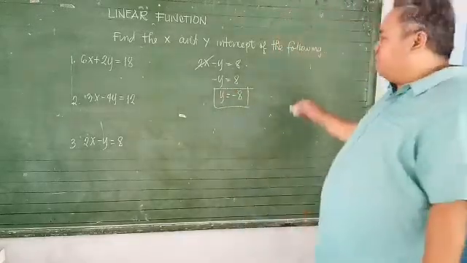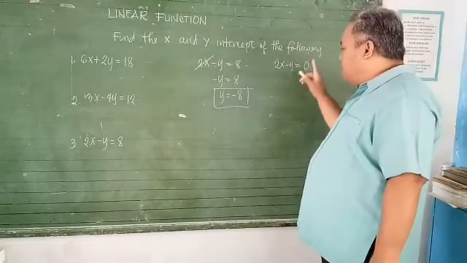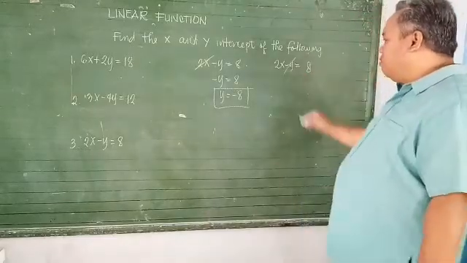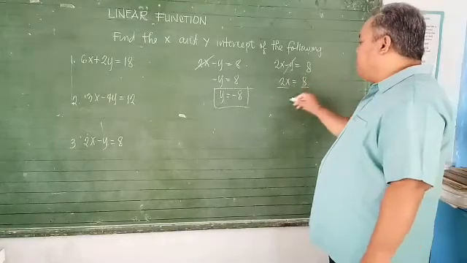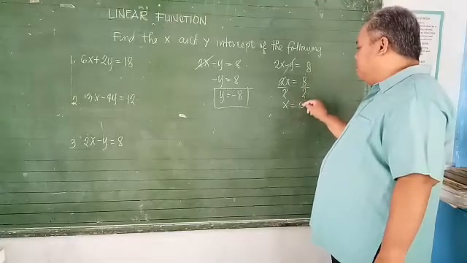Now solve for the x-intercept. 2x minus y is equals to 8. Set y to 0. Cancel mo yung y dyan. So magiging 2x is equals to 8. And then divide both sides by 2, the coefficient of x. x is equals to 4.